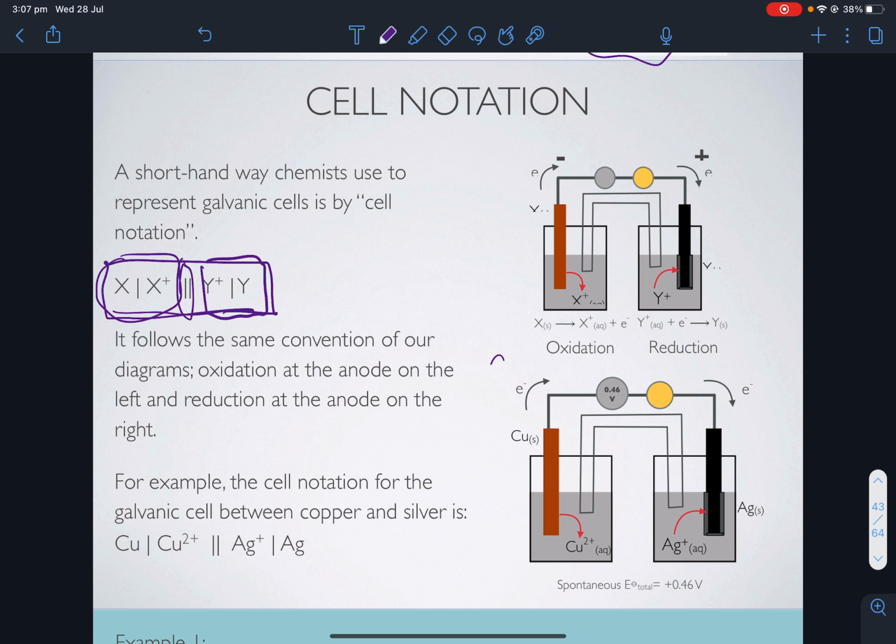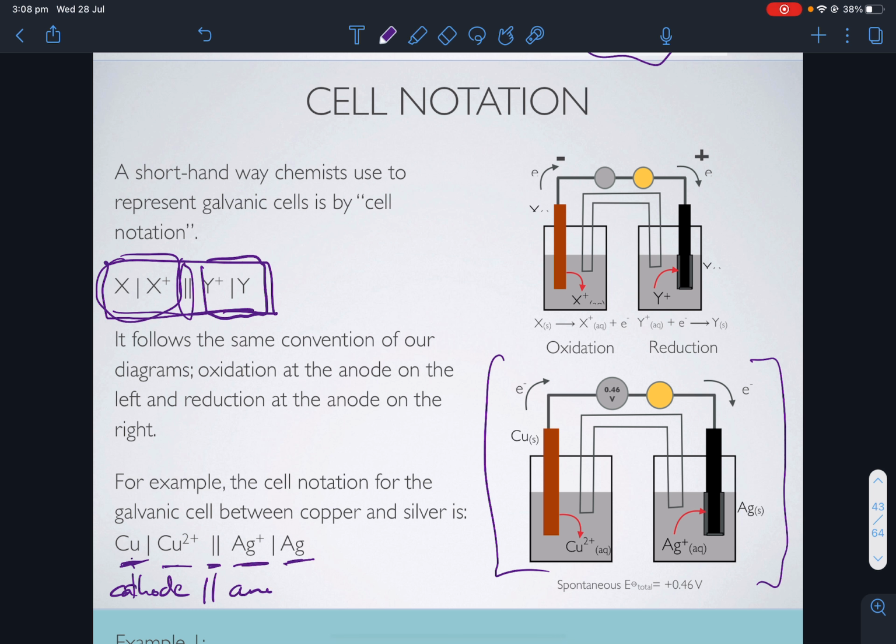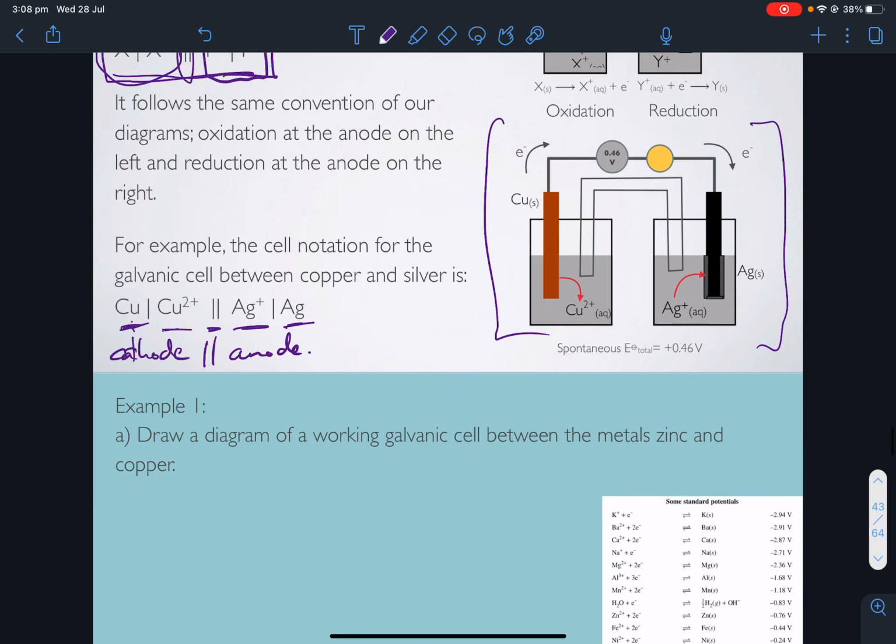So for our example of our copper-silver galvanic cell here, what's happening at the anode? Oxidation's happening at the anode, so we've got copper going to copper 2 plus. So copper and that line, and then copper 2 plus. And then we have the double line that I like to think of as the salt bridge. Actually, you can think about it as a wire and a salt bridge. And at the cathode, we've got silver plus being reduced to silver solid. So cathode, anode. It comes across sometimes in questions.